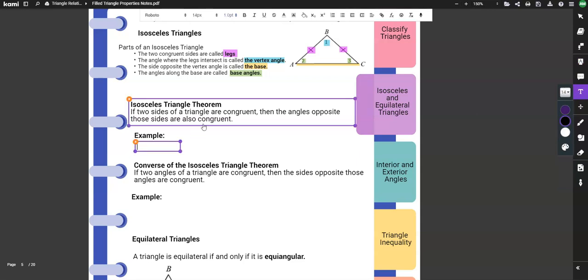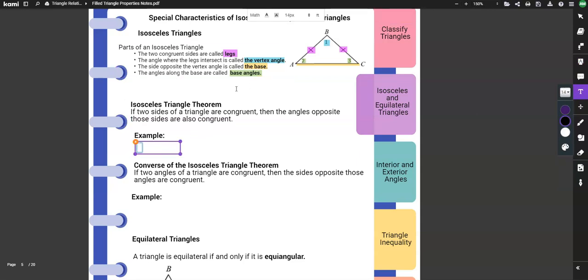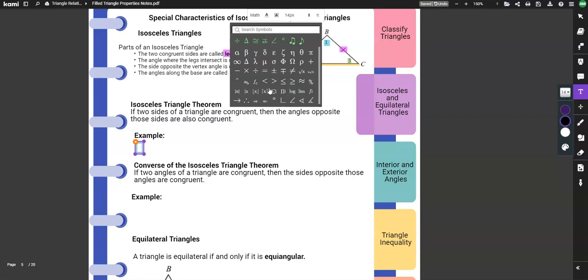So the way we're going to write that mathematically, again, is if we have segment AB and BC. So if segment AB is congruent to segment BC, then angle 2 is congruent to angle 3.